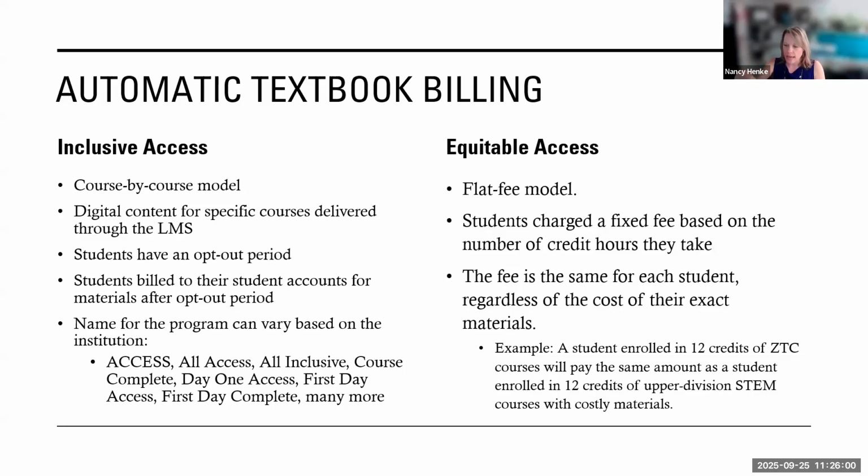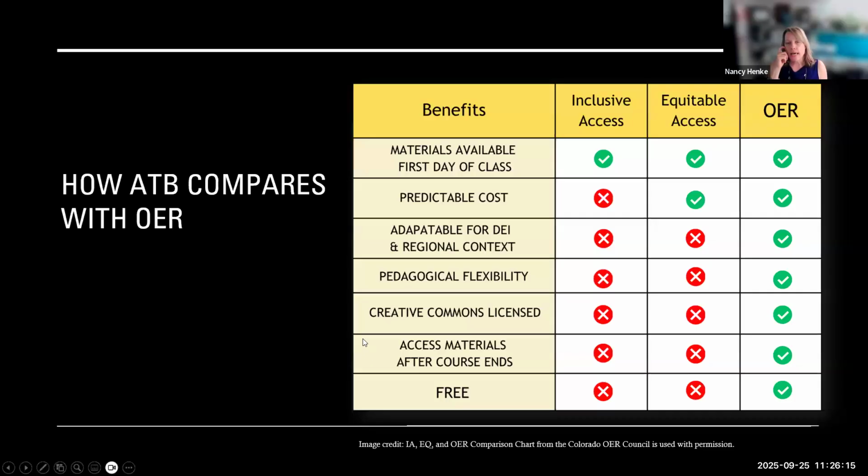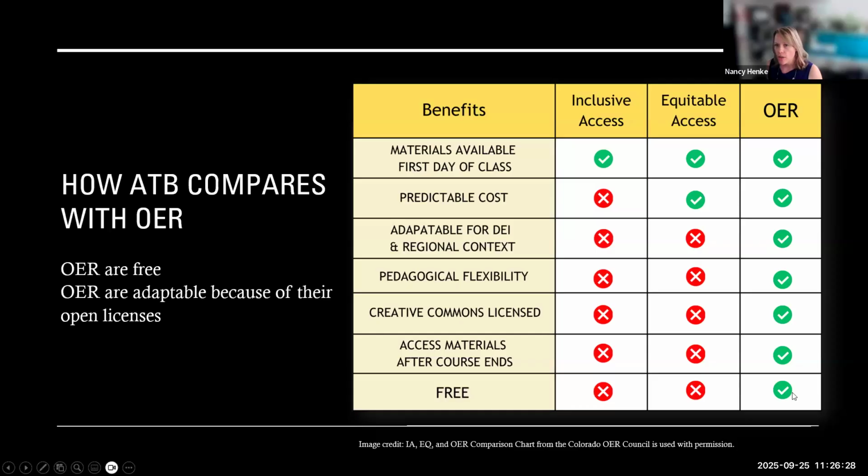So inclusive access, equitable access. You can see they're not actually in ZTC. They're not part of bringing textbook costs down to zero because there are costs associated with them, right? You're buying a digital textbook. So this chart was created by the Colorado OER Council, the state OER Council, a few years ago. And so thinking about how automatic textbook billing compares with OER, you'll see, OER on the far right column, OER are free, right?